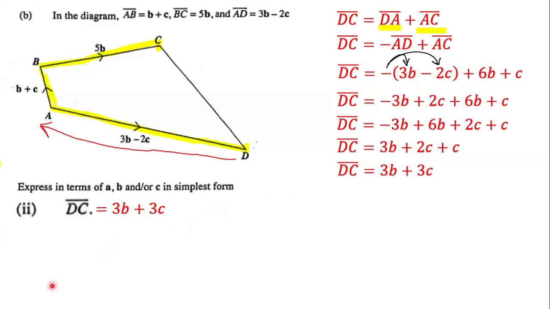But we can factorize it. We can factor out the 3. So if we factor out the 3, we're going to be left with what? B plus C, right? That means that DC is equal to 3 open bracket B plus C. And it makes sense because 3 times B is 3B and 3 times C is 3C.